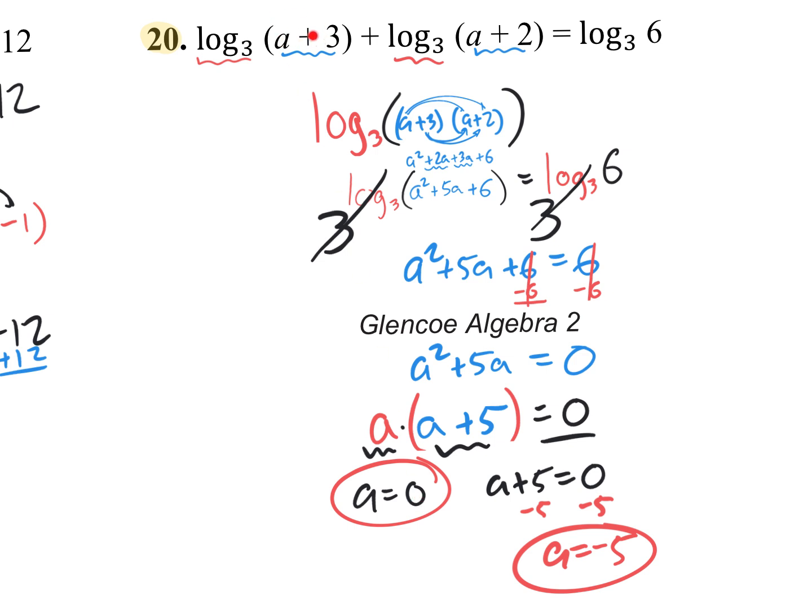0 plus 3 is 3, that's fine. 0 plus 2 is 2, that's fine. Nothing to plug in over here. But when you plug in a negative 5 plus 3 is negative 2. And it's impossible to do the log base anything of a negative number or even of 0. So that means that a equals negative 5 is extraneous. Do not include that in your answer. It's just a equals 0.